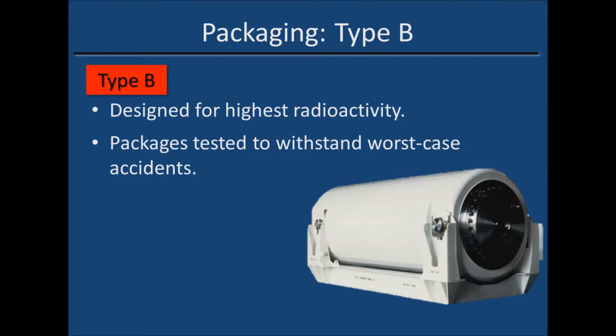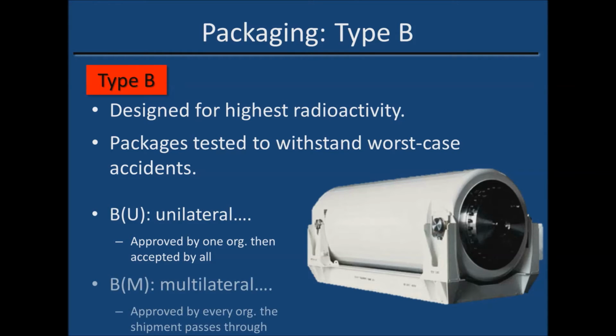Type B package is much larger, made to handle much more worst case scenarios and more activity. There's a unilateral and a multilateral shipment. So moving into marking. So again, this is a summary course. We're not covering everything, just an accelerated version of it.